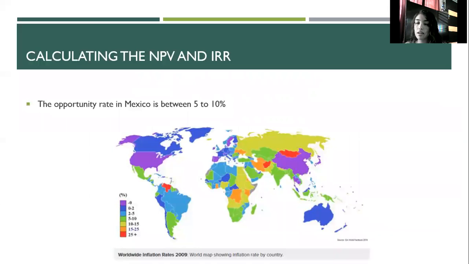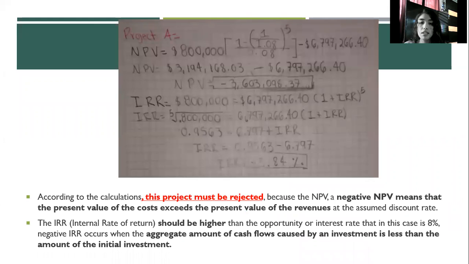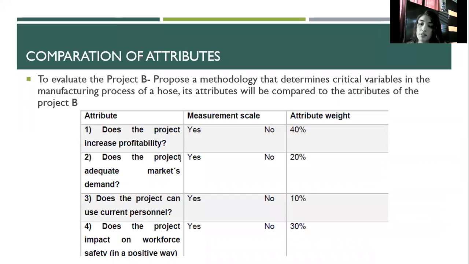So having in account this information and also that the opportunity rate in Mexico is between 5 to 10%. As you can see in the map, there are different opportunity rates in different countries. There is a calculation, and it's necessary to calculate the net present value and the internal rate of return. And as you can see in the calculation, the NPV is negative and the IRR is negative. So that's a very bad project because it exceeds the present value of the revenues, and this project must be rejected.